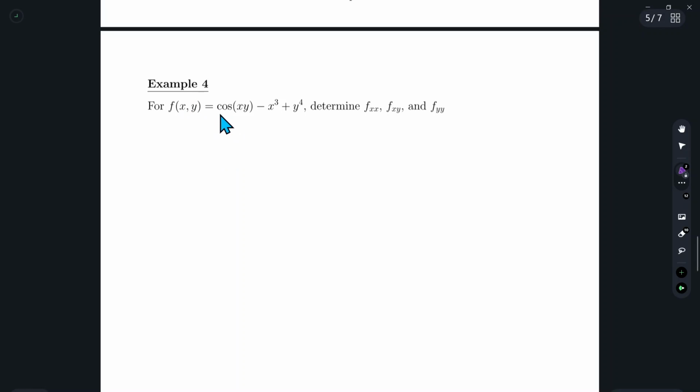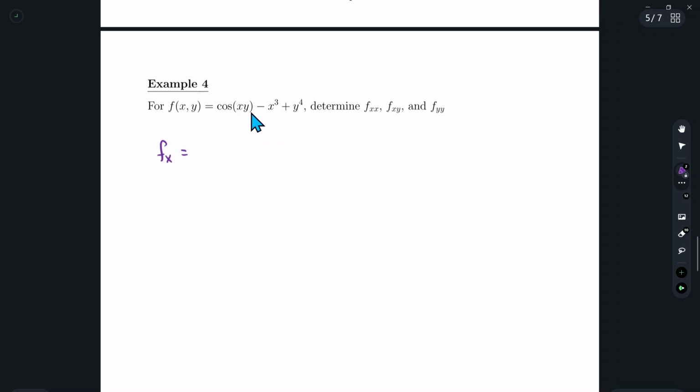So here in example 4, we're given this function and we're asked to calculate these three second order partial derivatives. So as always, you apply the derivative one at a time, right? So before we can calculate this second order derivative, we need to calculate the first order derivative. So the first order partial with respect to x.